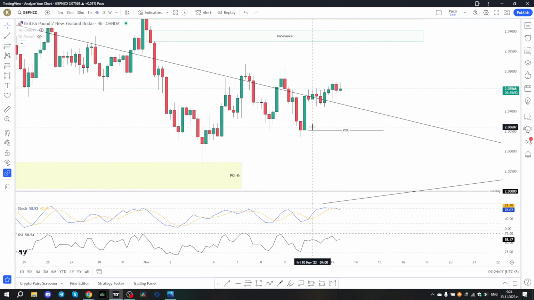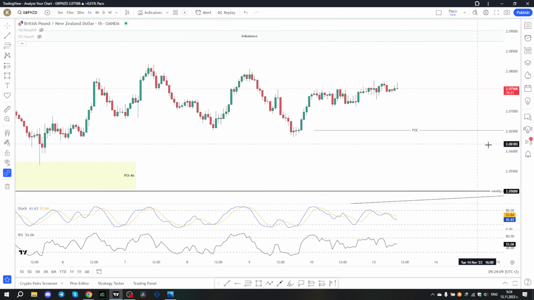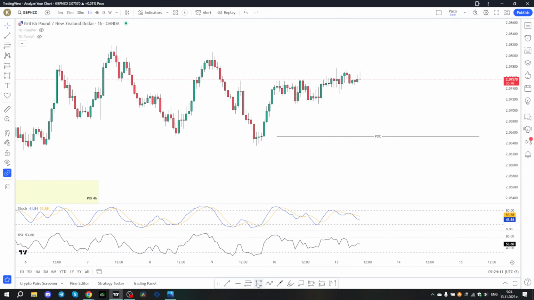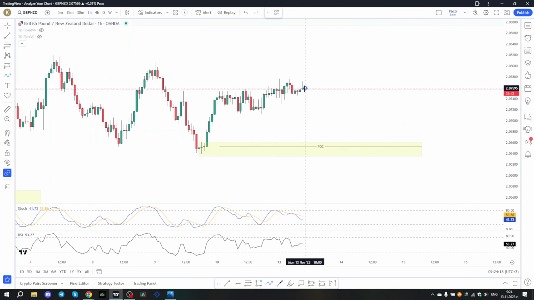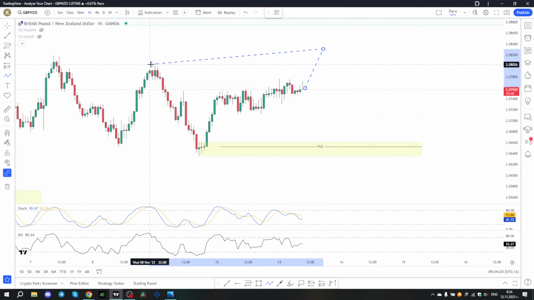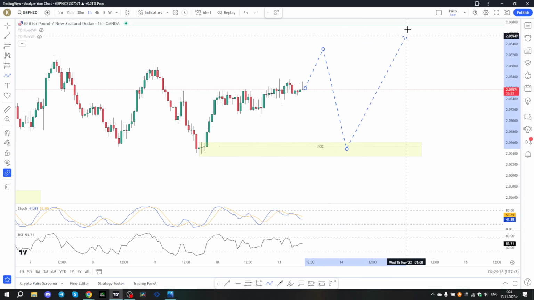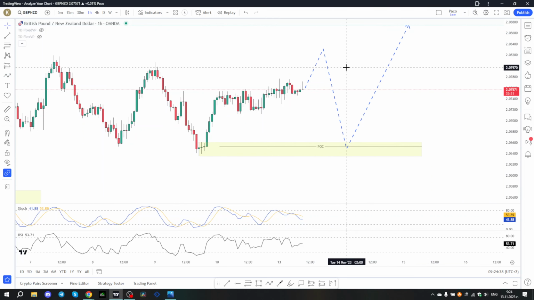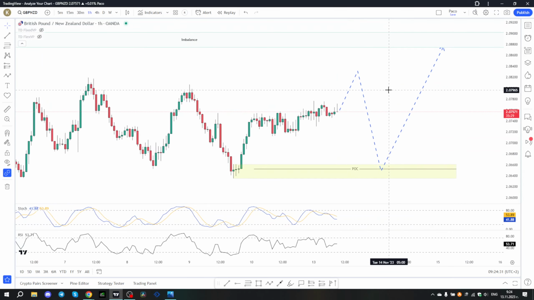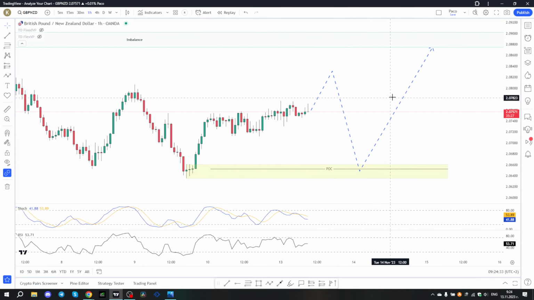We see a point of control on the 1-hour time frame. There it is, and here we have some demand zone, and if the price here makes some up movement to break this high and this high, this is going to be a very good demand zone, so we can expect something like this. Pound to New Zealand dollar, this is on the 1-hour time frame.